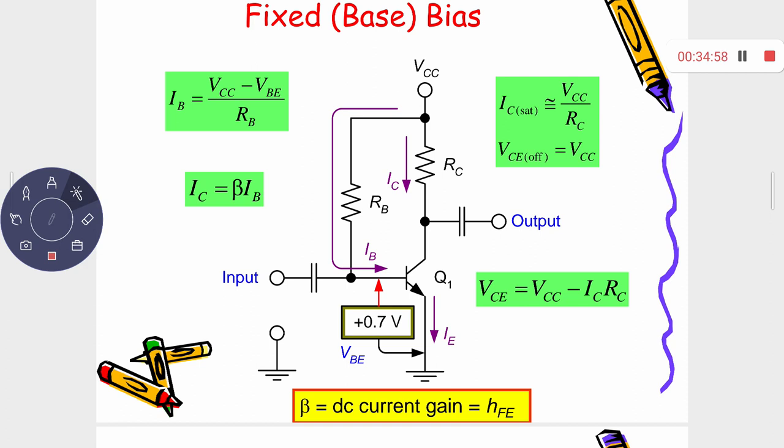Now what's the problem with this kind of circuit? Is there any problem with this fixed bias or base bias circuit? Any problem with the circuit? Have you understood this operation?